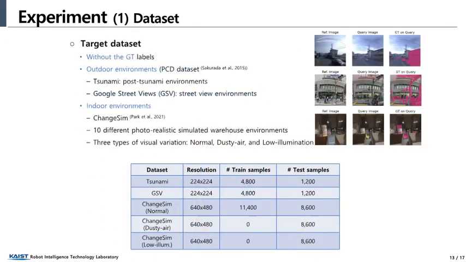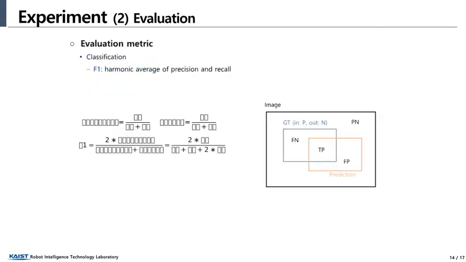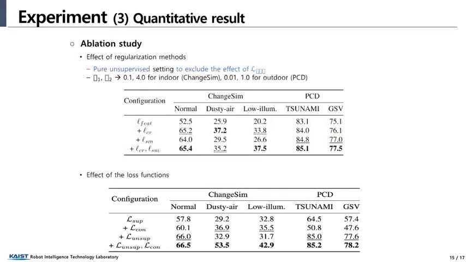We use unlabeled target datasets for outdoor and indoor environments. The outdoor datasets include TSUNAMI and GSV, and the indoor dataset is ChangeSim, which is a simulated warehouse environment dataset. The classification metric is the F1 score, which is calculated as the harmonic mean of precision and recall. The ablation study shows the proposed regularization methods and losses are highly effective.